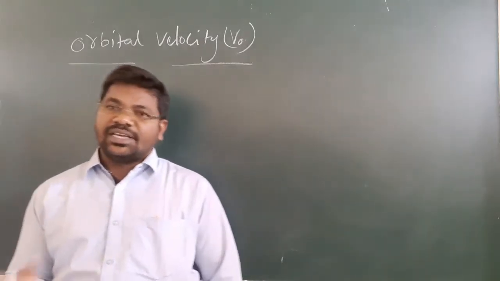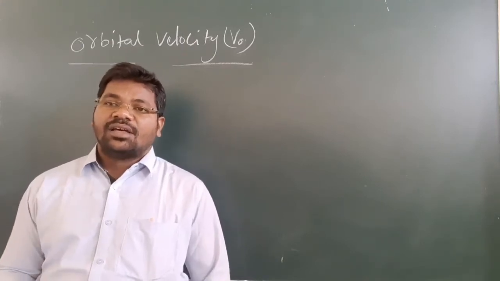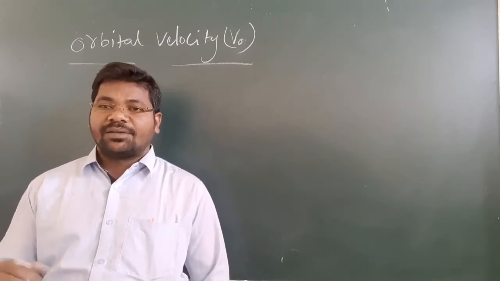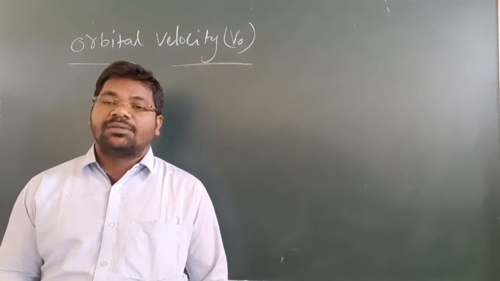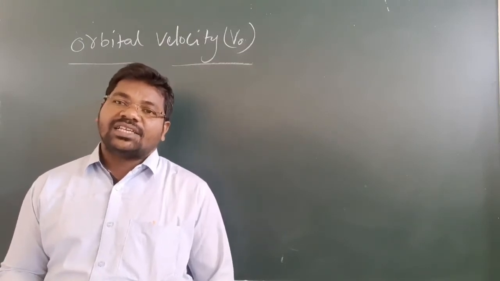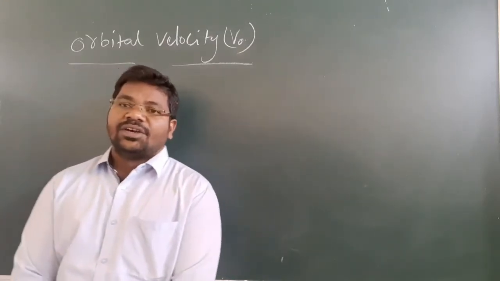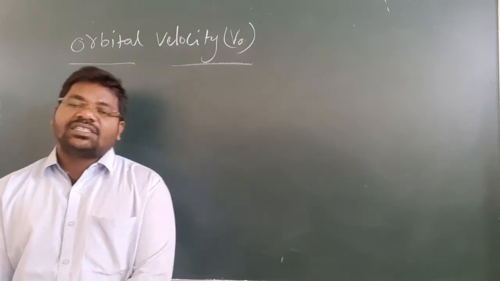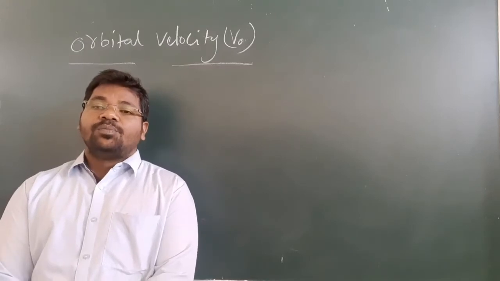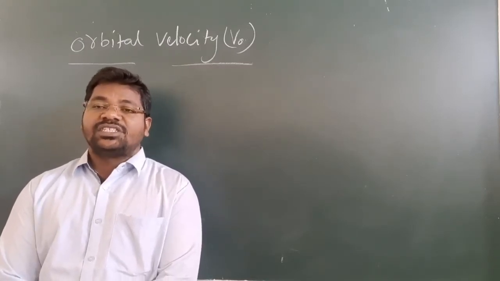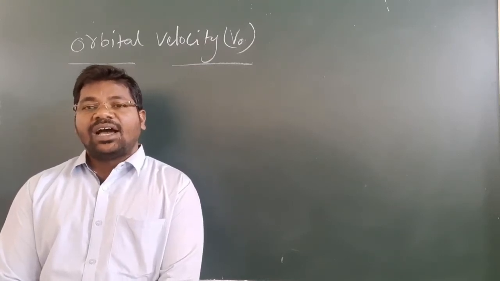Any object or satellite which revolves around the earth or other planets in a particular orbit needs some speed or velocity. That velocity is called orbital velocity. So once again, orbital velocity is defined as the minimum velocity of an object or satellite which moves in a particular orbit, or which revolves around the planet in a particular orbit.